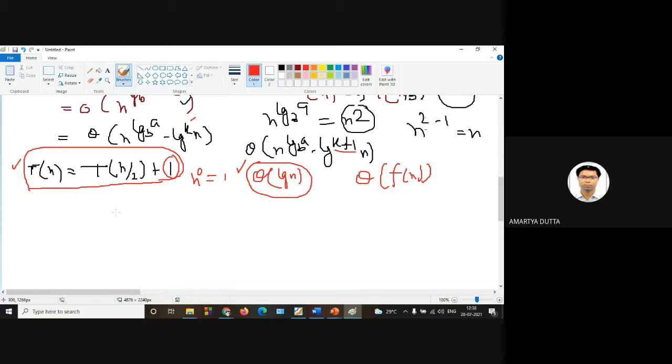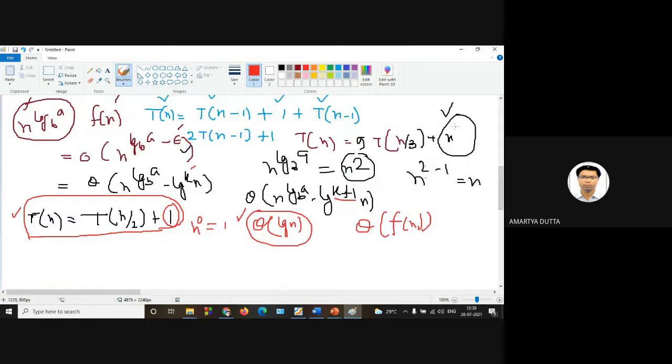Any example of the third case? Let T(n) is equal to 9T(n by 3) plus n cube. Then n to the power log b base a, what will be the value? It will be n square, and n cube is the f(n). f(n) is greater than n square. So the complexity will be order of n cube.